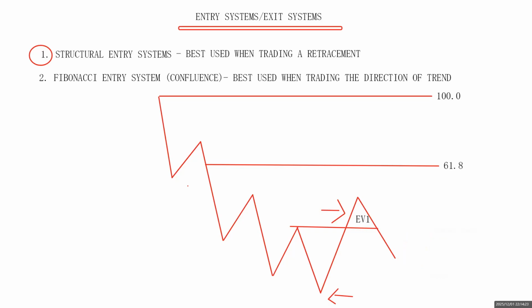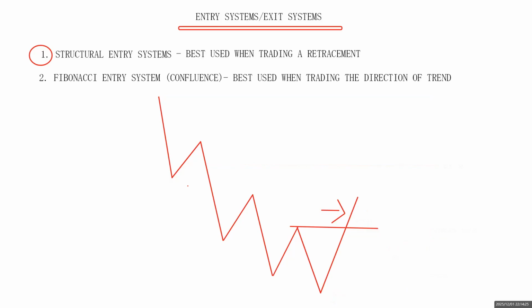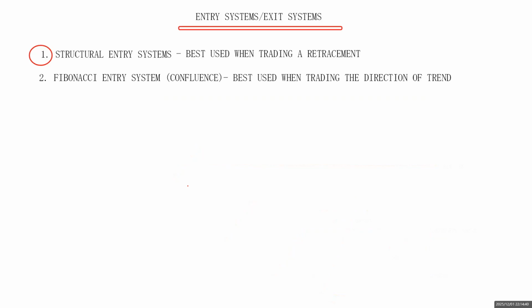Okay, so now, what about the Fibonacci entry, which is confluence? When it comes to the confluence, one of the most important things to do is to understand the direction of trend. You understand that? Understand the direction of trend. For example, if we see prices making clear bullish movements like this, and I'm looking for a trade entry opportunity.